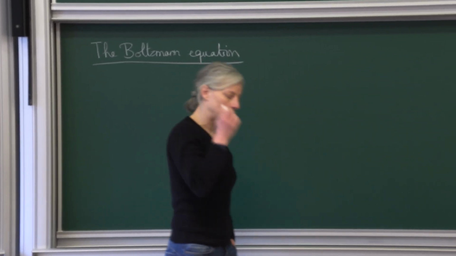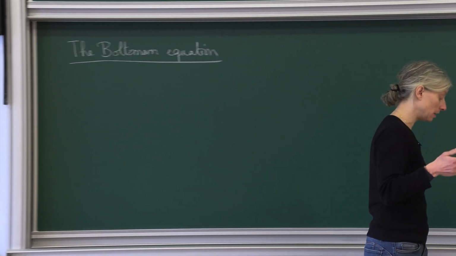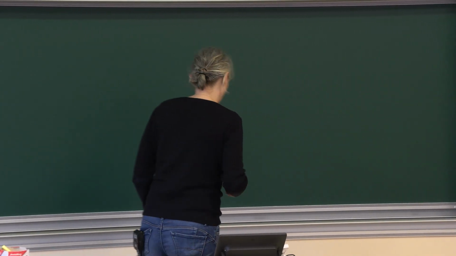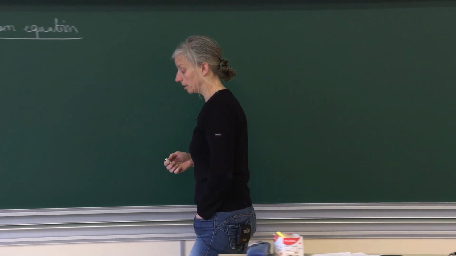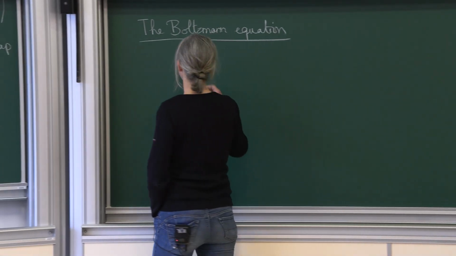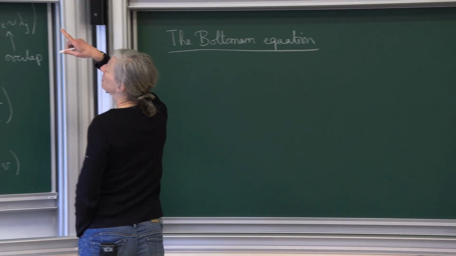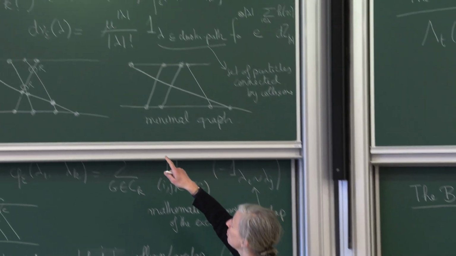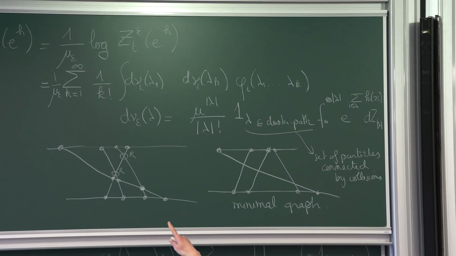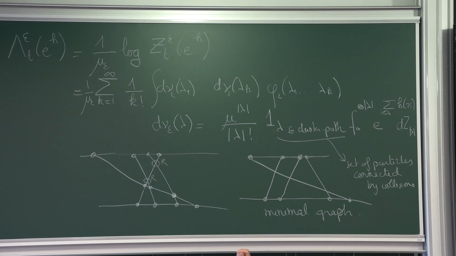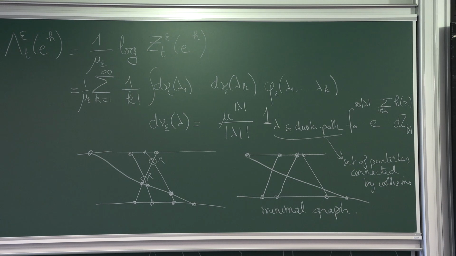The first thing that I would like to say is that the Boltzmann equation is the equation that governs the expectation of the empirical measure. And I recall that you find the expectation of the empirical measure just by looking at the first derivative of this guy at h equals 0. This is a computation that I did last time.